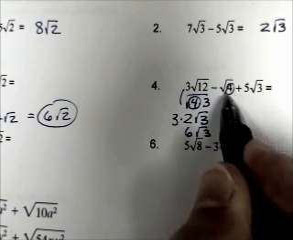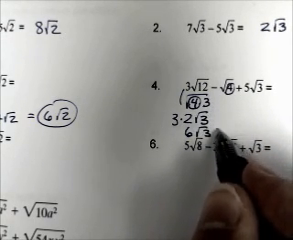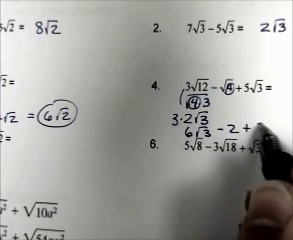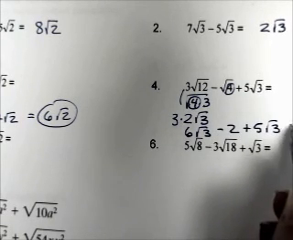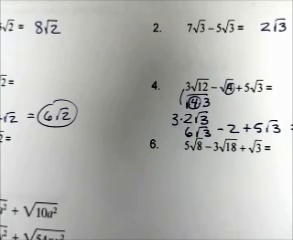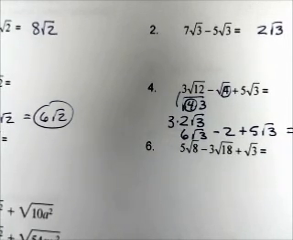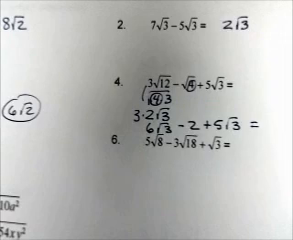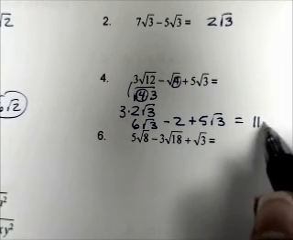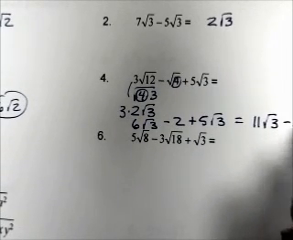Well, that's a perfect square. Its square root is 2. Minus 2 plus 5 square root of 3. We just bring down. Combining the like radicals, 6 square root of 3 plus 5 square root of 3 is 11 square root of 3. Subtract 2.